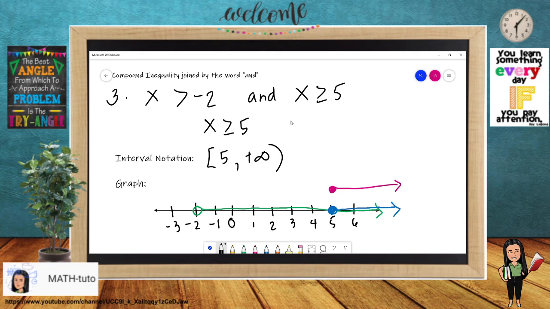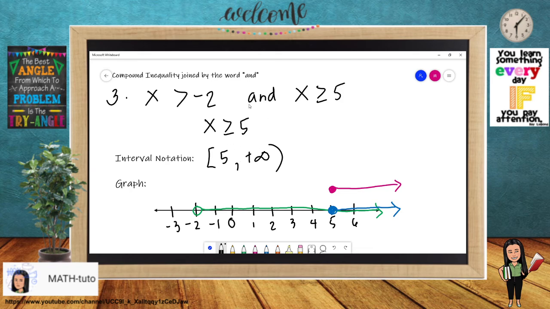In this case, this is a compound inequality joined by the word and. But our inequality is not arranged between two numbers. So, wala siyang naging boundary na dalawang number. Isang number lang yung naging boundary niya.